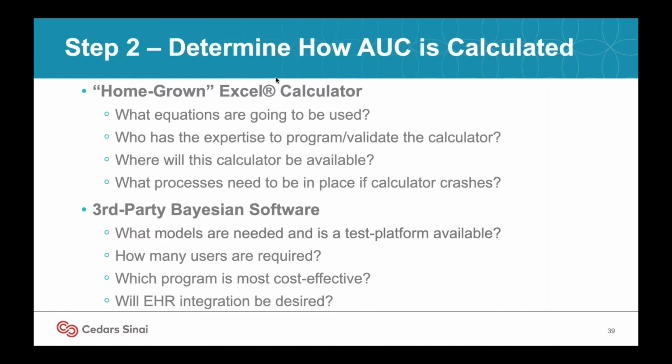Some Bayesian-based platforms will offer different models or differ by how many users you may have. For example, are you rolling this software out to all of your clinicians, or are you just rolling this out to a select group? For example, if your institution has a pharmacy dosing protocol, maybe you need a smaller group of users, such as just your pharmacists.